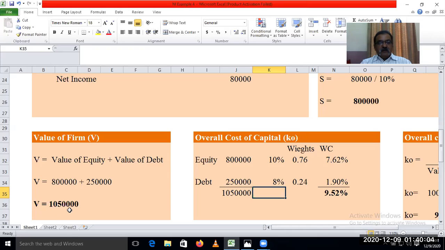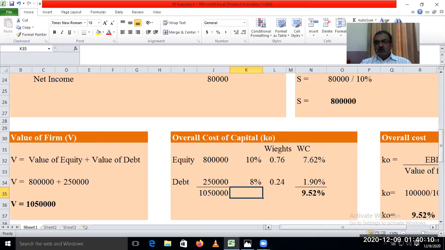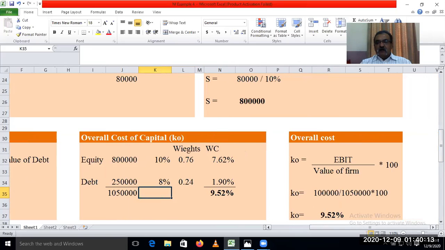Value of the firm 10 lakhs 50,000, overall cost of capital 9.52%. Now here I can show you another way of calculating overall cost of capital. That is EBIT divided by value of firm. Now here you can check out what we do. Again we take the total value of the firm. Then we take the specific cost of each capital. And then we find out the weight or proportion of each capital on total capital. And accordingly then we get this weighted average cost.